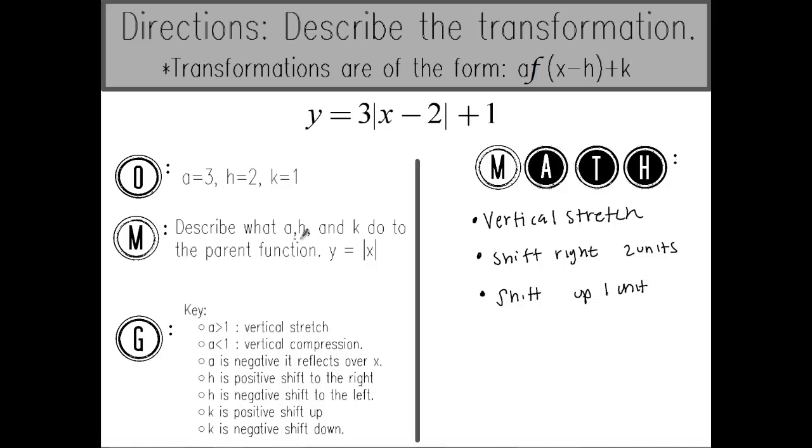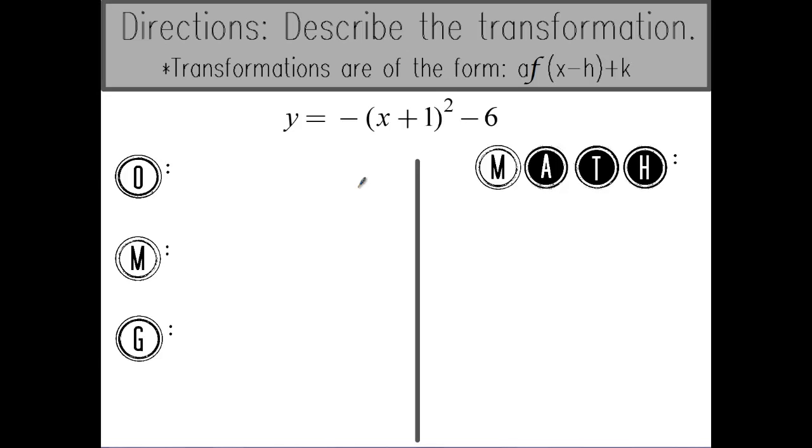We have now described what a, h, and k do to the parent function y equals absolute value of x, so we are finished. To make sure we really understand how to describe a transformation, let's try it with a different function and a different a, h, and k value.